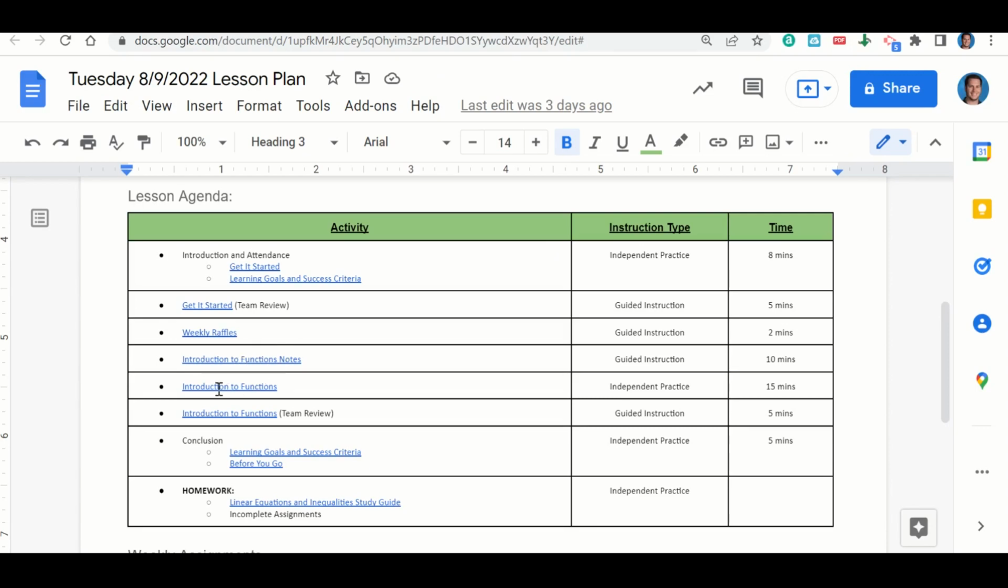Then I'll give you time to complete your Introduction to Functions assignment. After you've completed your assignment, we'll go over it together to answer any questions you may have. Then at the end of class, we'll go back over our learning goals and success criteria while you fill out your Before You Go. Your only homework for tonight is to continue working on your linear equations and inequality study guide and complete any incomplete assignments that you may have.